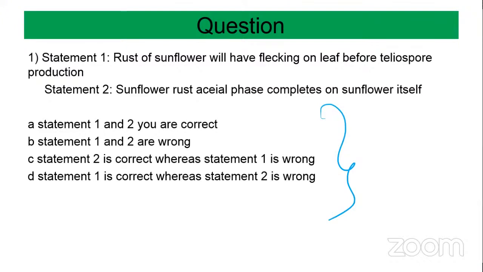You should answer. Either you have understood everything, or you did not understand even a single point. So that will be the conclusion if you are not answering. Please answer first. Which is the answer? Statement 1 says rust of sunflower will have flecking on leaf before teleospore production, and statement 2 says sunflower rust initial phase completes on sunflower itself. I think it is not a harm to guess also. You can make any guess, no issues.